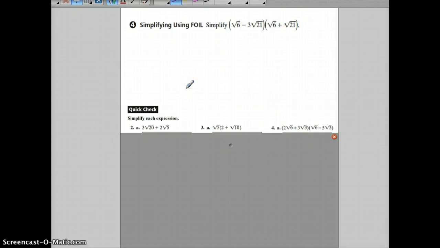Let's look at another example. We're now using FOIL with radicals, and again, FOIL works the same way. Remember, we have to multiply our first terms. So we have root 6 times root 6. 6 times 6 is 36, so we have the square root of 36, which is 6. Outer, root 6 times the square root of 21 gives us plus, I'm just going to leave that 6 times 21 for now.